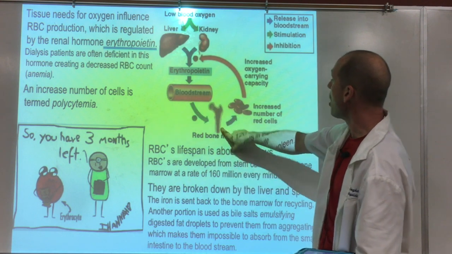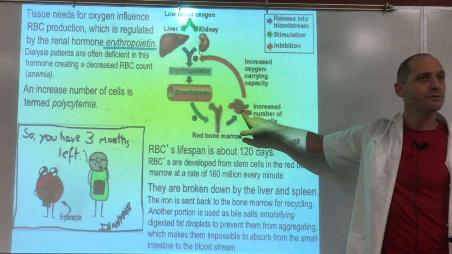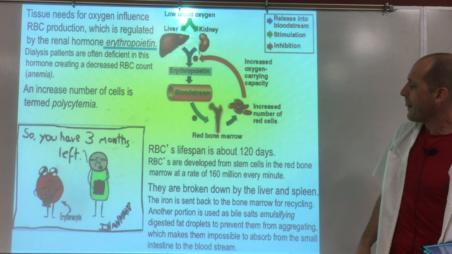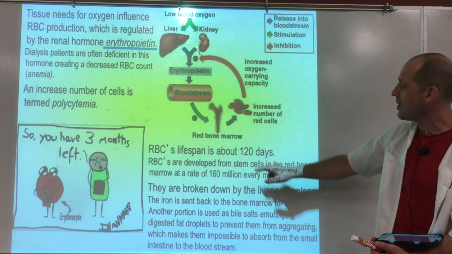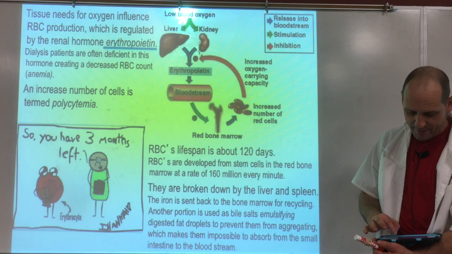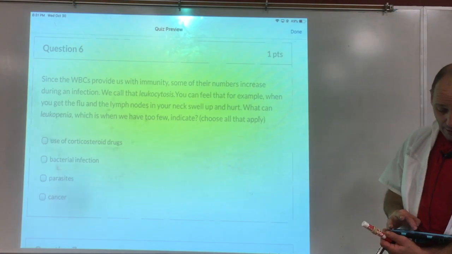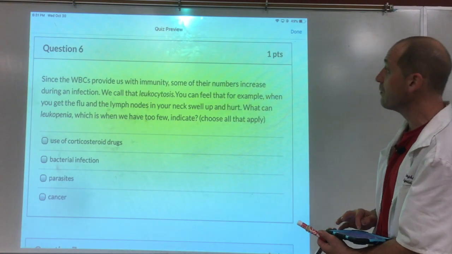Erythropoietin, bloodstream, bone marrow, make more. That's how that goes. So it's a negative feedback loop. And it's only 120 days that they live, and then they go bye-bye. Good. I guess that's all we need to really know right there about the red blood cells.